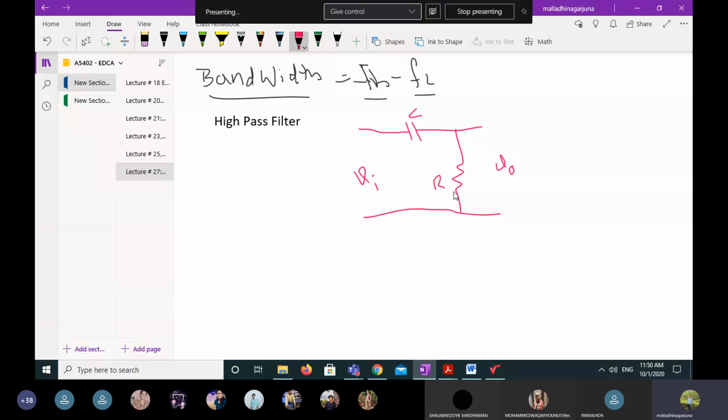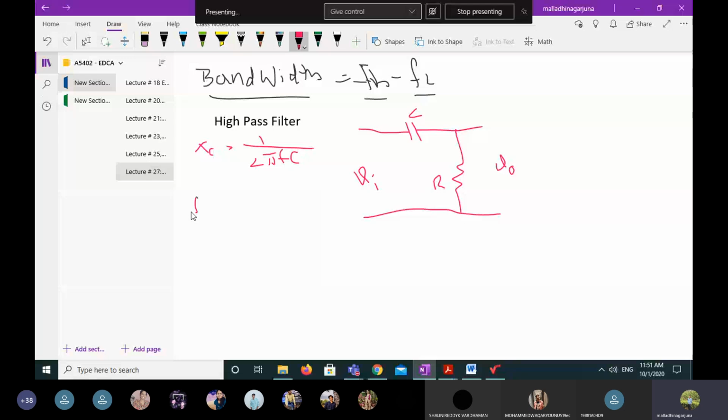Okay, so this is a high pass filter here. Now let us calculate the corner frequency here. For example, Xc, the impedance of the capacitor, is equal to 1 divided by 2 pi Fc. This is the formula for Xc, the reactance of the capacitor.